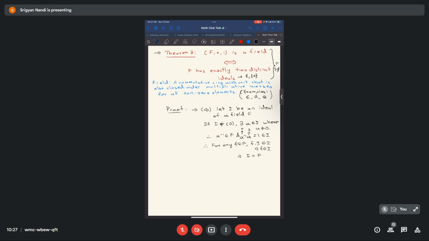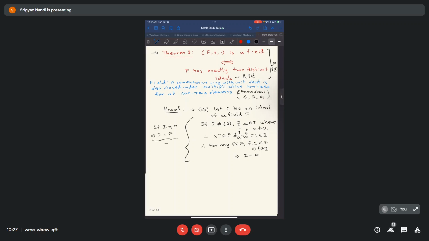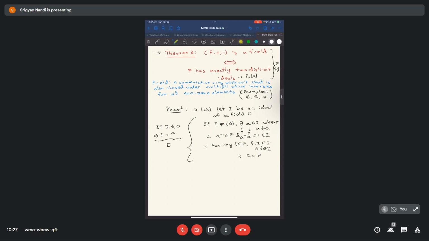Okay, so this basically tells us that if the ideal is not equal to 0, that implies the ideal is equal to F. So that implies the only two ideals are F and 0. All right. Now we can go ahead and prove the converse, the other direction of the proof.